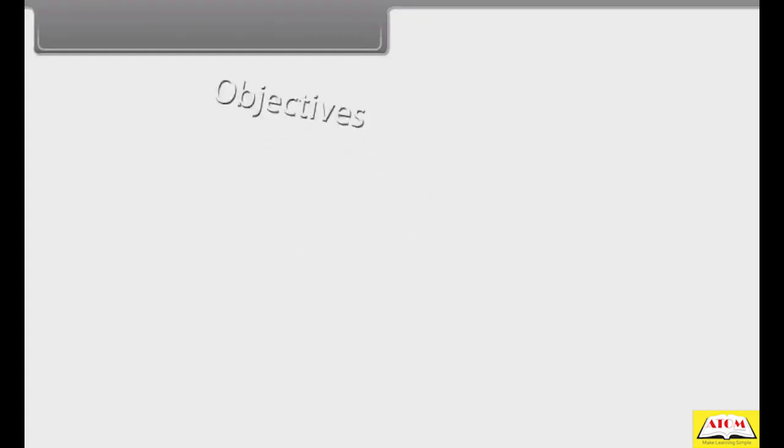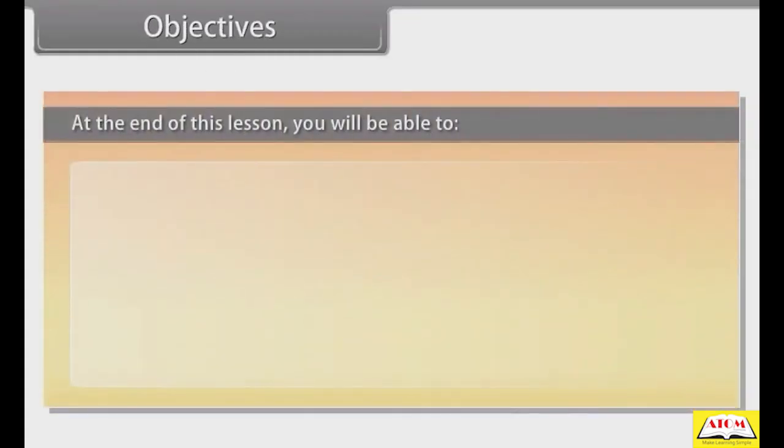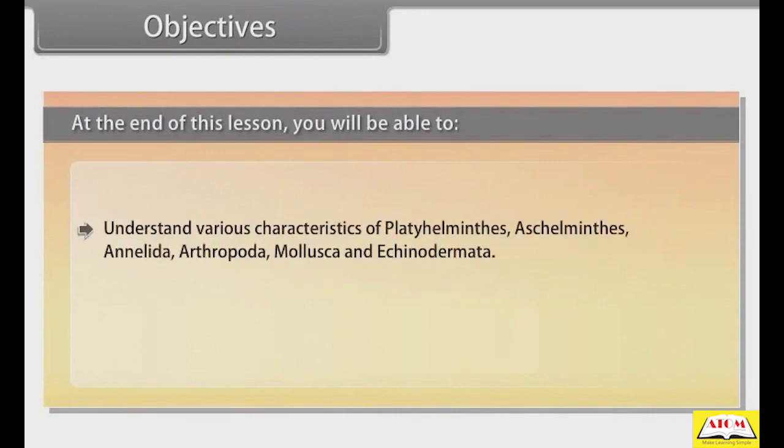Objectives. At the end of this lesson, you will be able to understand various characteristics of platyhelminthes, aschelminthes, annelida, arthropoda, mollusca and echinodermata.